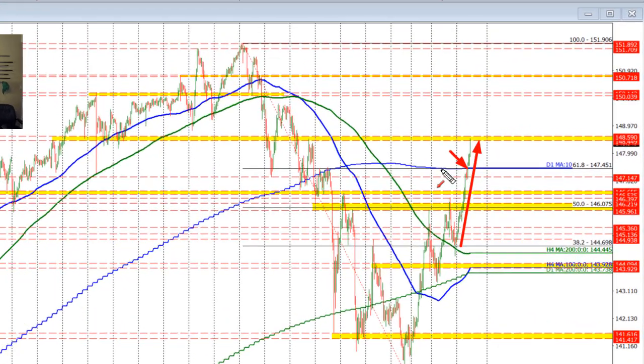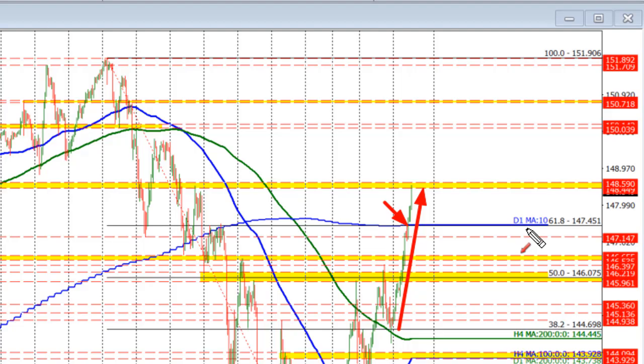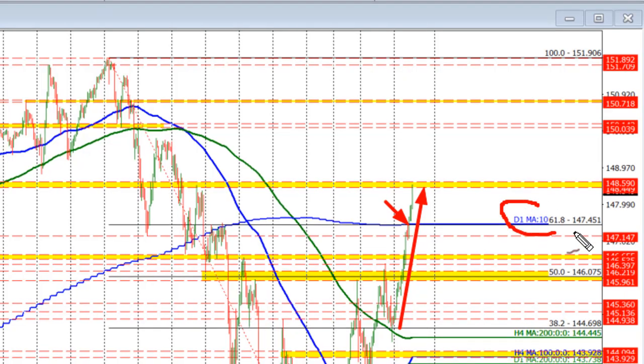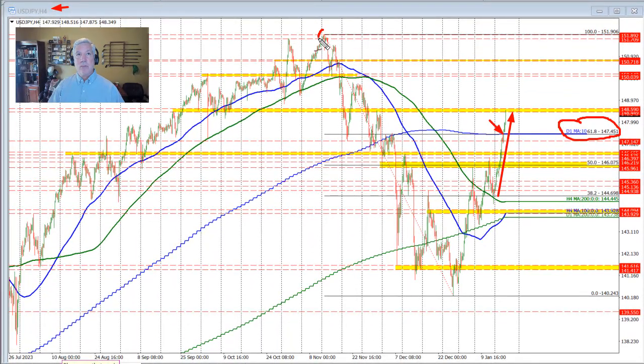This level represents the blue line, the 100-day moving average, and also the 61.8% retracement of the move down from this high right through here. This is the November high to the December low, 61.8%, and the 100-day moving average comes in at 147.45. And the price moved above that, stayed above that level, and continued its run to the upside in trading here today.